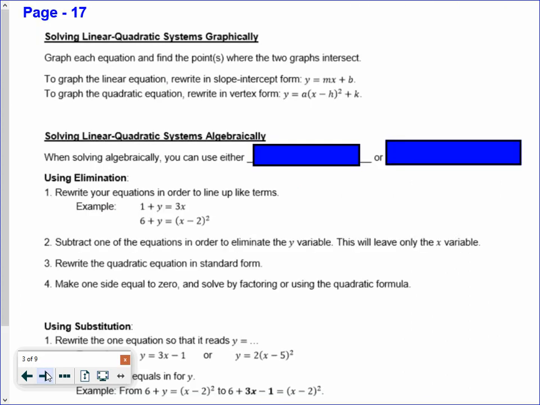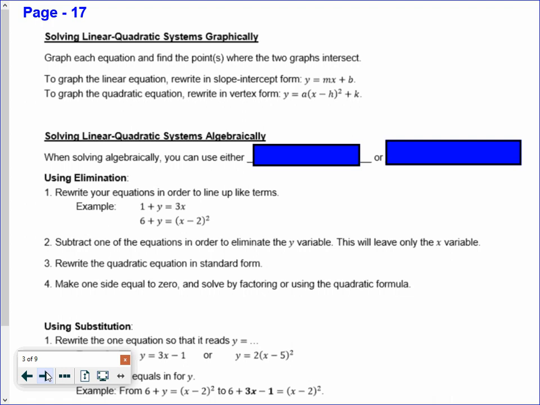So if we go on here, we have some notes. Solving linear quadratic systems graphically is probably the most straightforward. We're just going to graph both those equations, and we're going to see where they intersect. Both those points are our answers. The points where they intersect are going to be our answers for the problem.